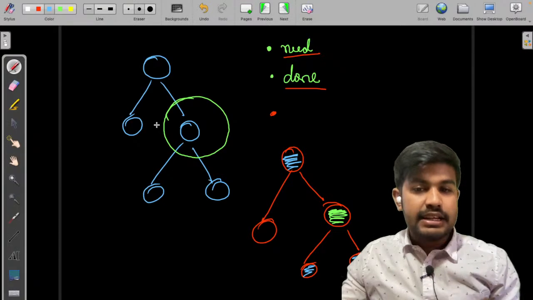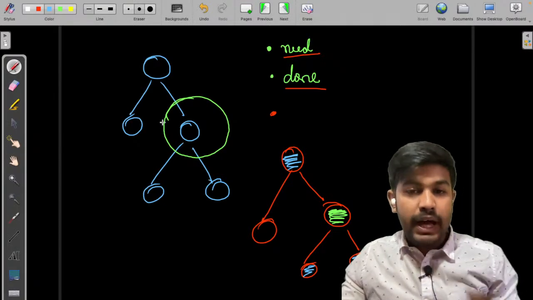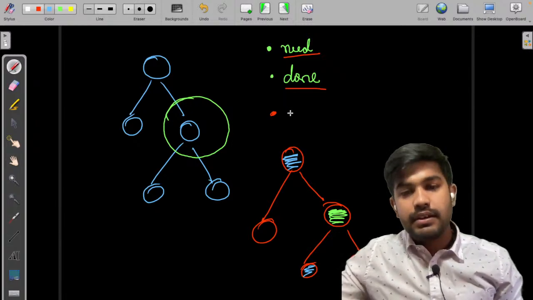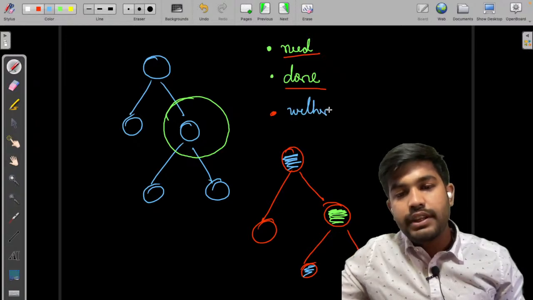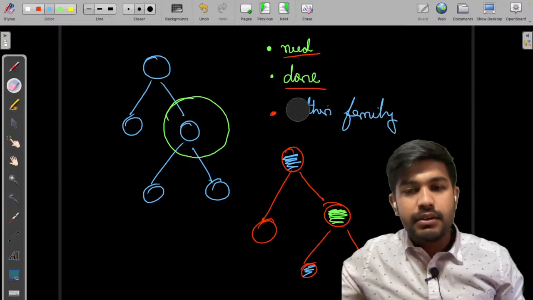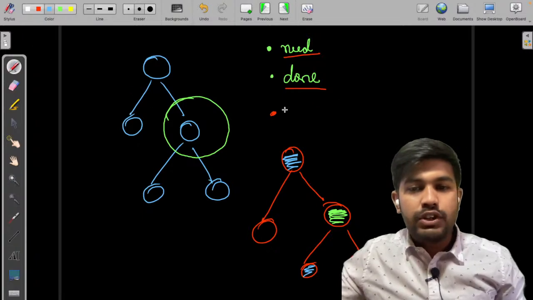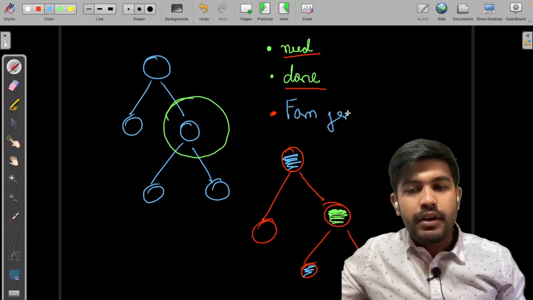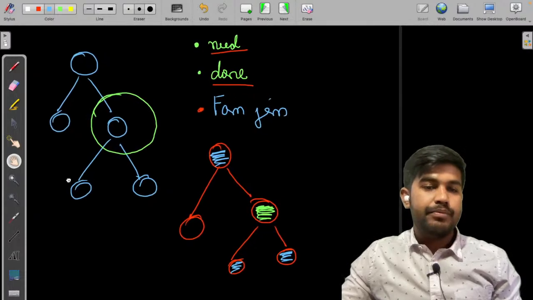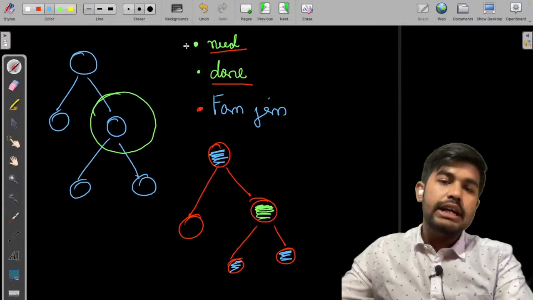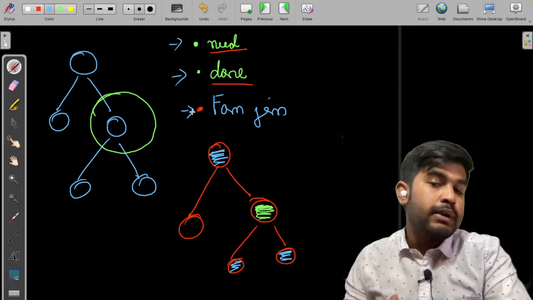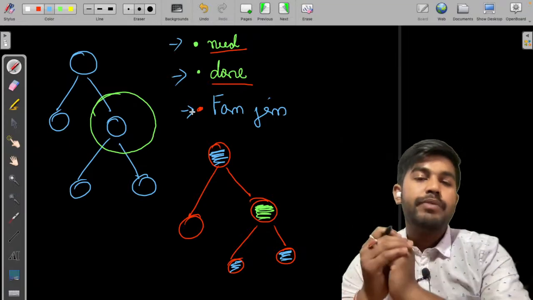The next is that I would be given the vaccine by my family members. So I have it within family. So I would just write within family. Or to make it more appropriate, I would just write famjam. Now I hope things should be clear. Let me make it this side. Now the three conditions are either we need a vaccine, or we are done with the vaccine, or someone in my family is providing me the vaccine.